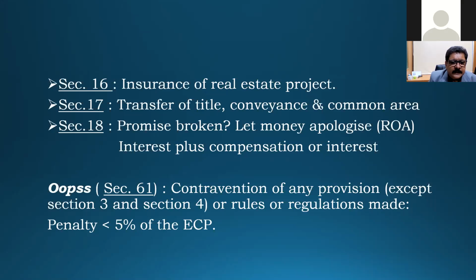Section 61, contravention of any provision except Section 3 and 4 or rules or regulations made: penalty up to 5% of the estimated cost of the project.